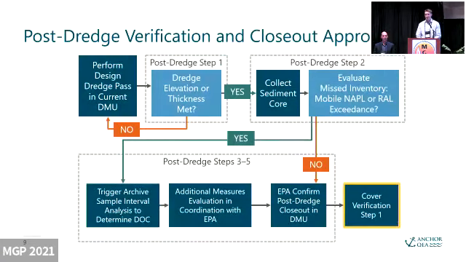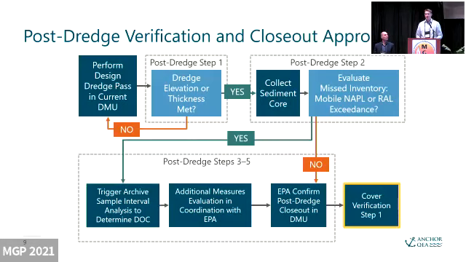So we broke it down into 5 steps for this post-dredge verification and closeout approach. First, the contractor, Sevenson, will go out and they'll perform dredging within the design specifications. They'll try to hit the right target elevations and thicknesses. Once they do that, there will be a post-dredge bathymetric survey to confirm that those thicknesses and elevations have been met. If they haven't, they'll do a little bit more dredging until they have been met.